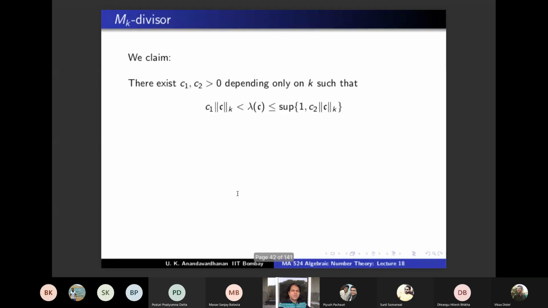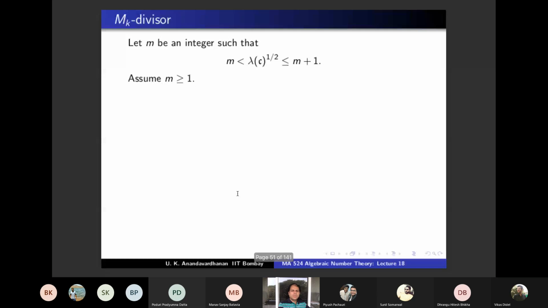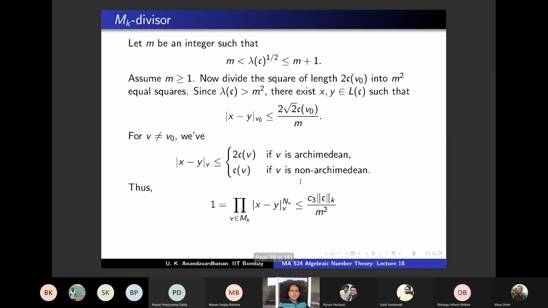Okay, so you've got some constant times the volume of C by m square. Why m square? So you are multiplying CV0 to the power nv0, CV to the power nv, CV to the power nv, all those together gave you the size of C. And what is this constant C3? This constant C3 is 2 root 2 times 1. This is where this 1 is important because it's an infinite product that you are taking. And an infinite product makes sense only if all but finitely many terms are 1. So therefore this 1 was useful.